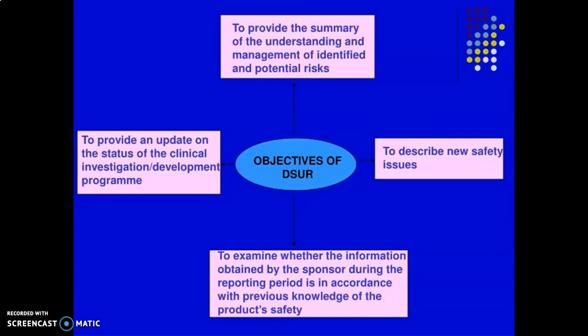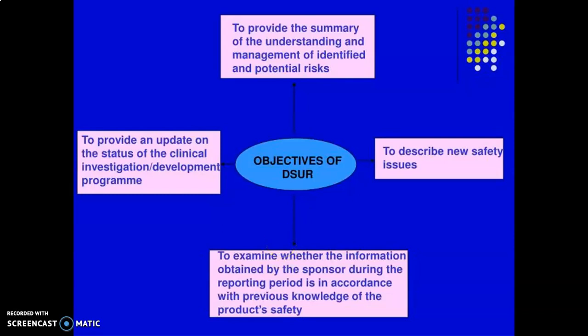Now coming to the objective of this drug safety update report, the DSUR. Overall, the objective helps to maintain safety, to provide a summary of understanding and management of the identified and potential risks, to describe new safety issues, and to examine whether the information obtained by the sponsor during the reporting period is in accordance with the previous knowledge of the product's safety. Many times during the trial, new information may be gathered. So they check whether the knowledge was available earlier or whether the information is new, and such things are one of the objectives of the DSUR.